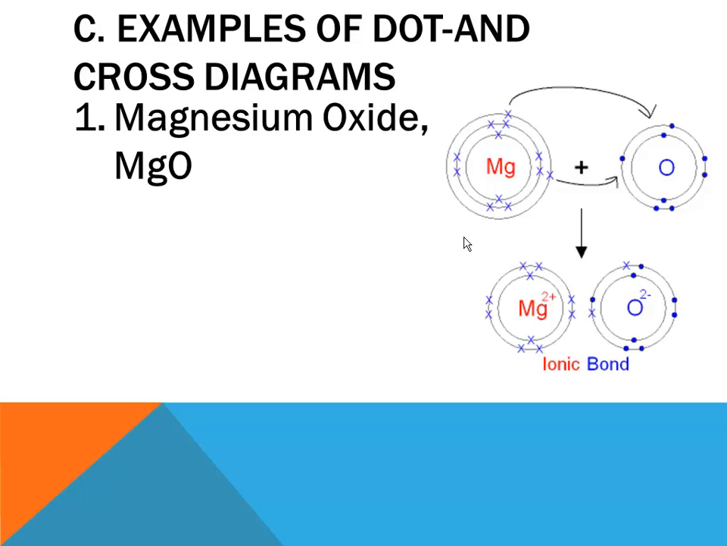Here you have magnesium oxide. You can see here oxygen can take 2 electrons. Magnesium can give 2 electrons. So you would just have a +2 charge and a -2 charge, making a strong magnesium oxide bond. The higher the charge, the stronger the bond.